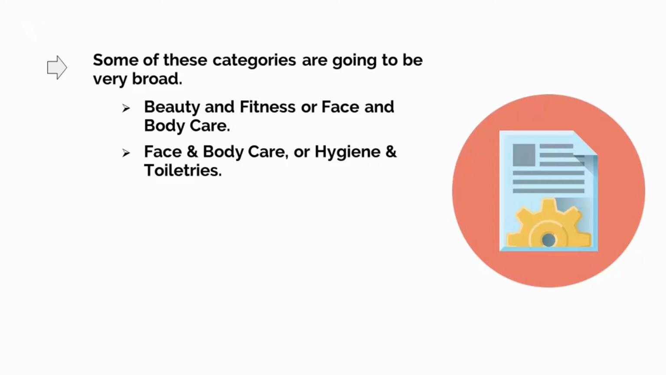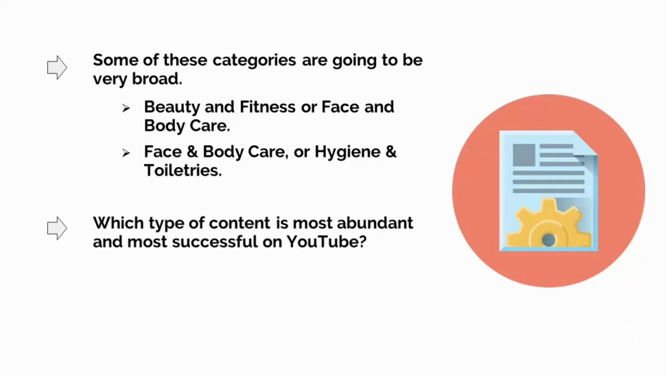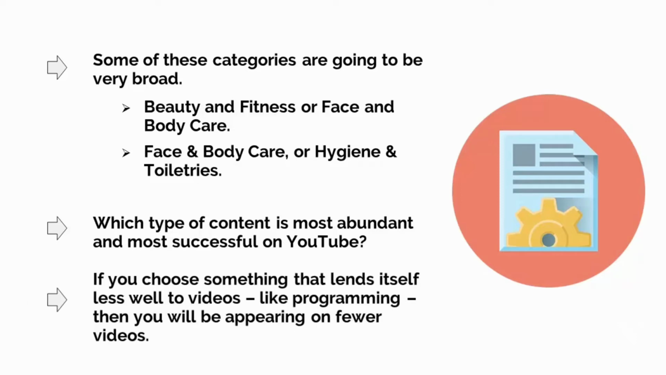Another thing to think about when choosing your niche is just which type of content is most abundant and most successful on YouTube. Some video topics like makeup tutorials and Let's Play videos come up time and time again, meaning there are more videos for you to appear on, and those videos are likely to be higher profile. On the other hand, if you choose something that lends itself less well to videos, like programming, then you'll be appearing on fewer videos.